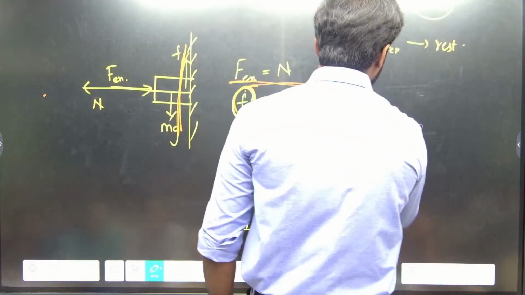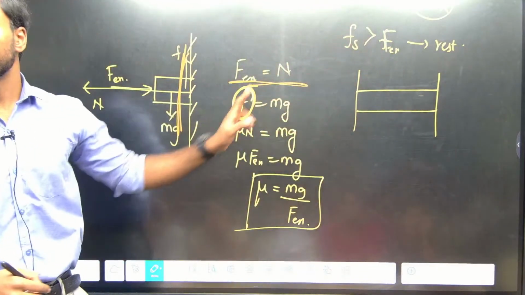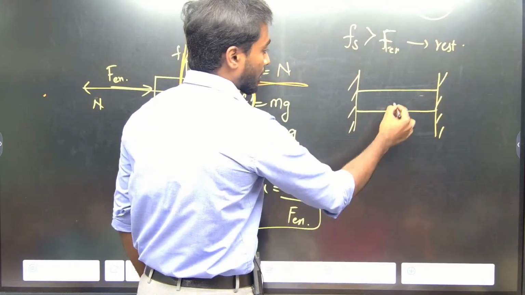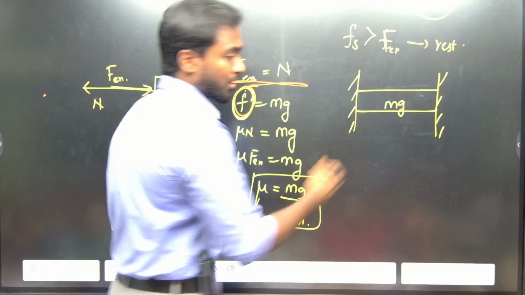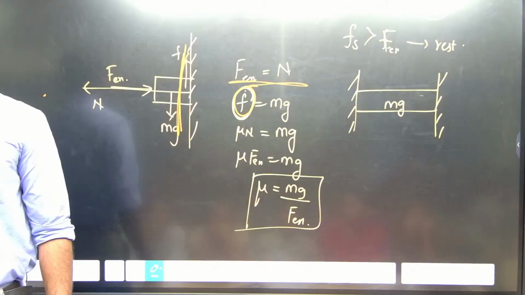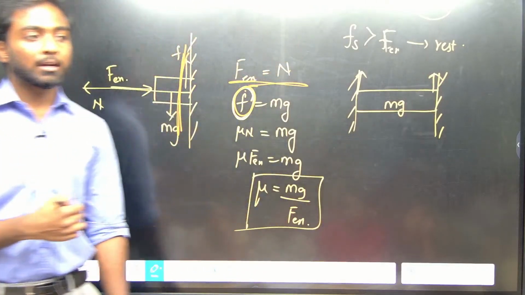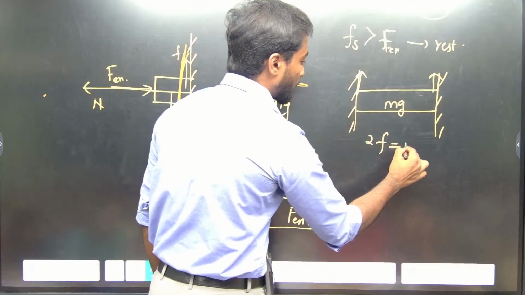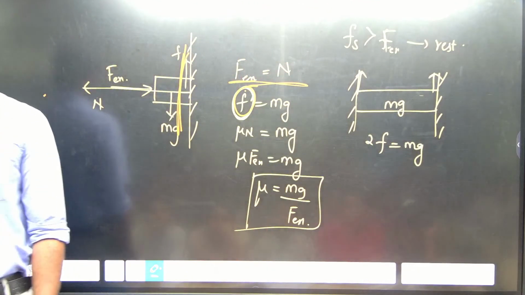And one more thing: there is a block in between two surfaces, both rough surfaces. This has a mass m, weight mg. How many friction forces will be acting here? Two friction forces, one here and another here. Correct? So can I say that 2F will be equal to mg?